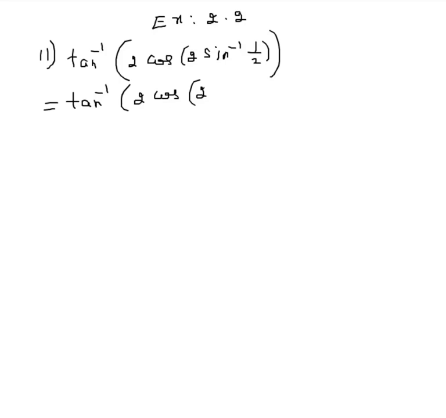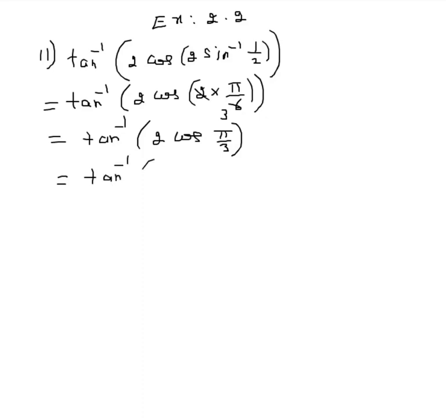Principal value branch for sin inverse is closed interval minus pi by 2 to plus pi by 2. Positive value, so positive angle, first quadrant angle, pi by 6. Let us simplify. So it is tan inverse of 2 cos pi by 3. And cos pi by 3 is half. It becomes tan inverse of 1. We know that tan inverse of 1 is pi by 4.